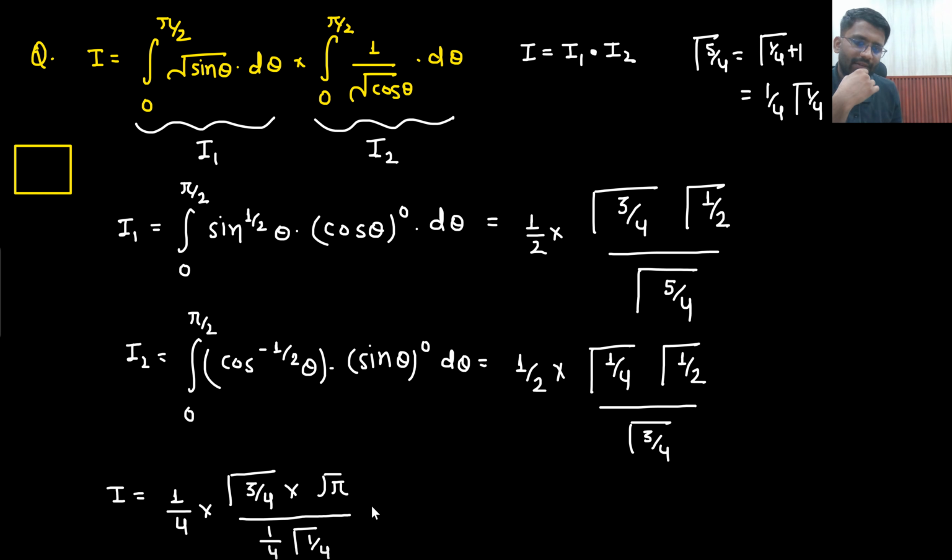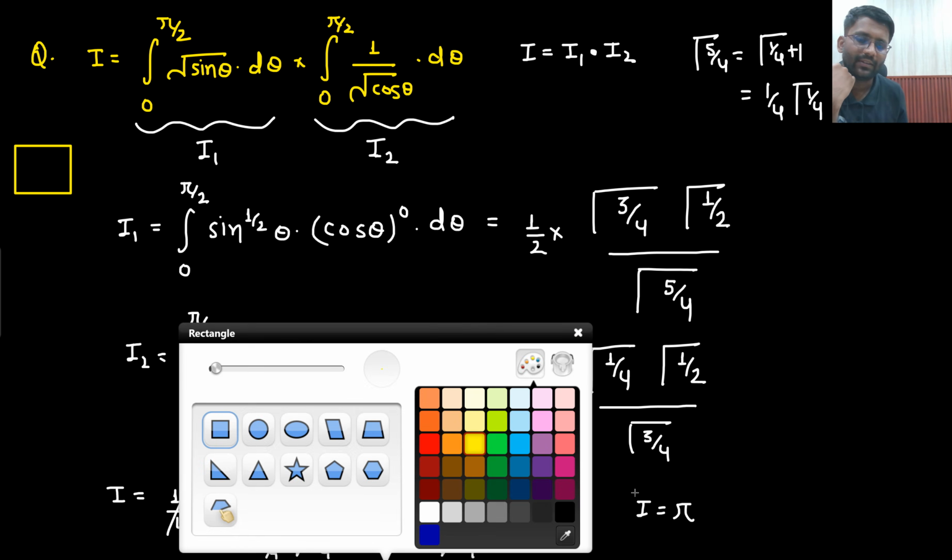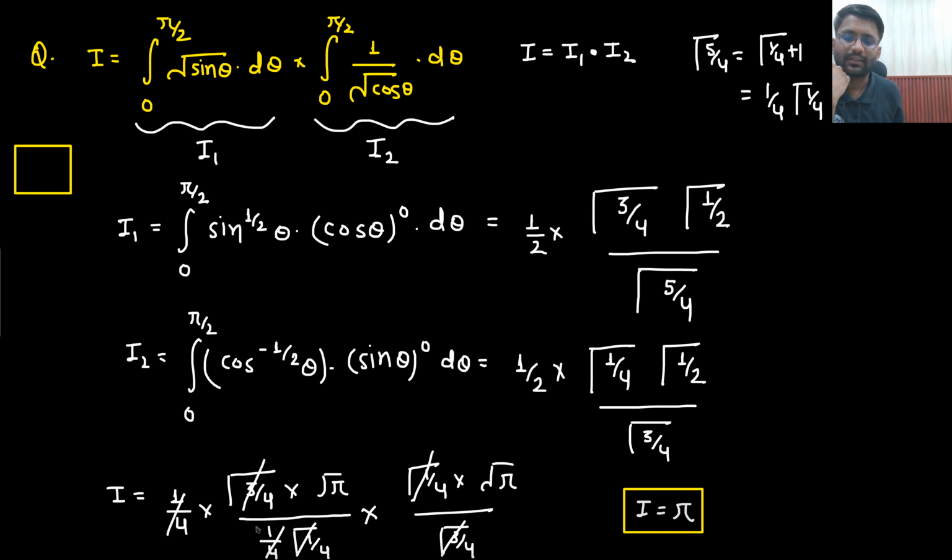Multiply with 1 by 2; 1 by 2 has become 1 by 4. This is 3 by 4. Now this is gamma 1 by 4. Gamma 1 by 2 is nothing but under root pi only, divided by gamma 3 by 4. So gamma 3 by 4 and gamma 3 by 4 get cancelled out. Gamma 1 by 4, gamma 1 by 4 get cancelled out. 1 by 4, 1 by 4 get cancelled out. Under root pi into under root pi, I is nothing but pi only. This is the answer. The answer is I equals pi. Answer is pi only. That's it.